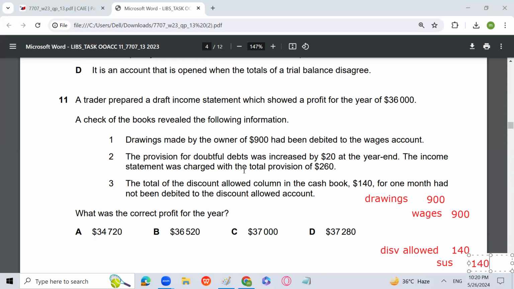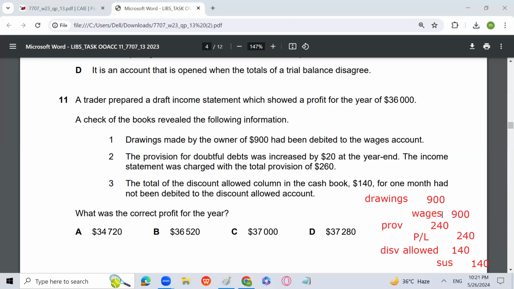Now let's talk about the second entry. We have to pass the income statement to provision for doubtful debts with 20. But you have basically charged income statement with 260. So 20 should have been charged, but 240 is overcharged. You will go for the reverse entry. You will put it back into the income statement. So provision is going to be debited and income statement, or profit and loss account, statement of profit and loss, will be credited with an amount of 240. Because 240 provision has been charged extra, or provision has been overcharged by 240.